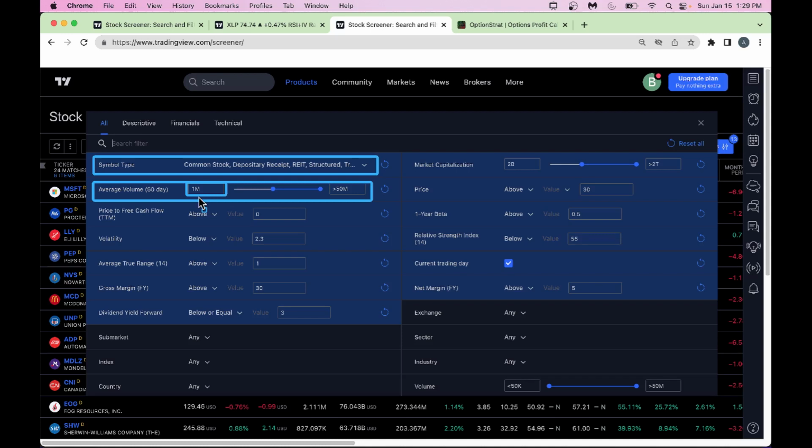And if you want to even go one notch higher, you could increase it to 2 million, but we would go with 1 million in today's demonstration.